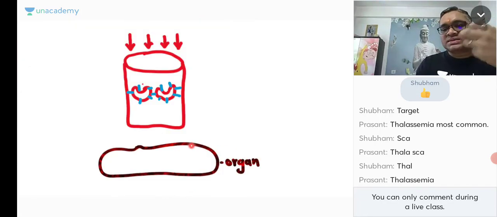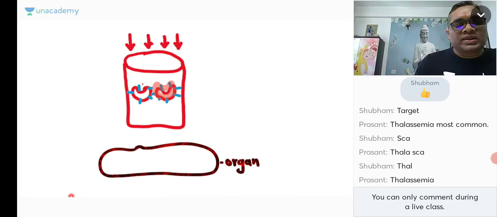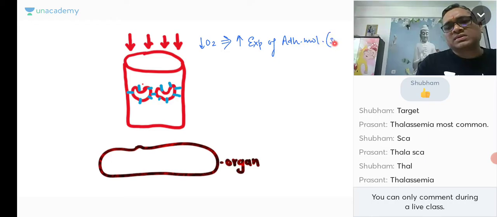Now we will see what happens because of the sickling. Whenever we see a sickle cell, these are the 2 sickle cells which I am showing you in this picture. During hypoxia or a deoxygenated condition, there is increased expression of adhesion molecules on sickle cells. Because of these adhesion molecules, what is happening? All these sickle cells are getting attached to each other.